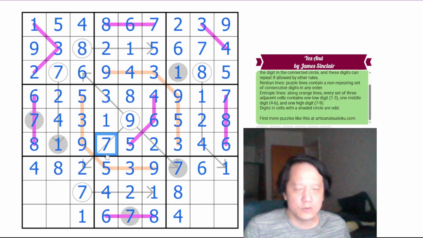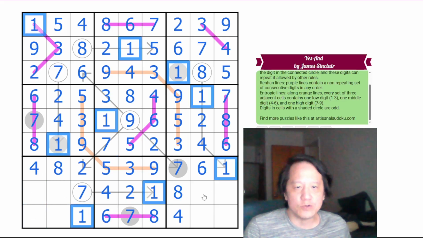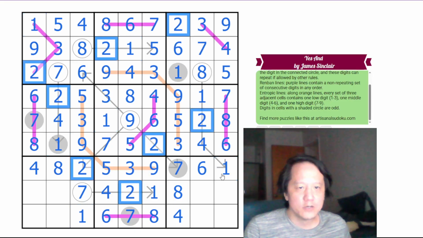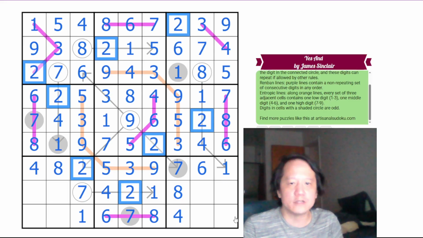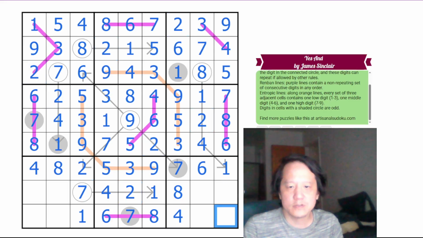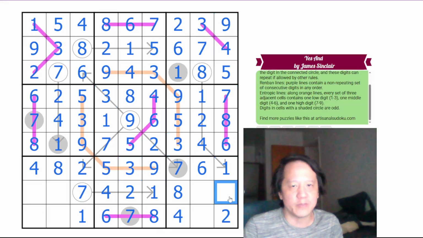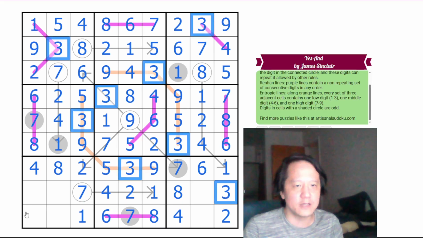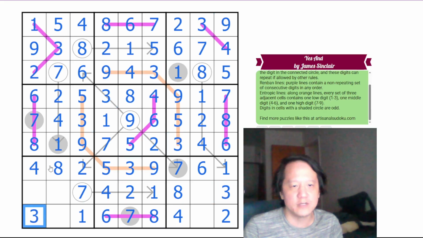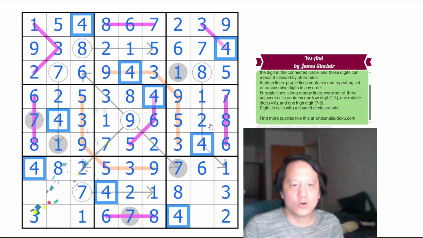So remaining digits, actually, let's just do ones. That's 9 ones. We have all the not ones. We have 8 twos, so the remaining 2 has to be here. Threes. We have 7 threes, but the 3 remaining in column 9 has to be there. That gives us 8 threes, and we know where the last 3 has to be. It's there. 4, that's 3 in the corner.